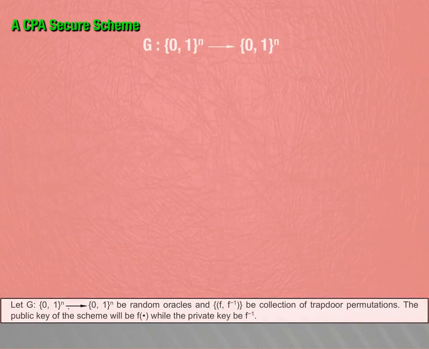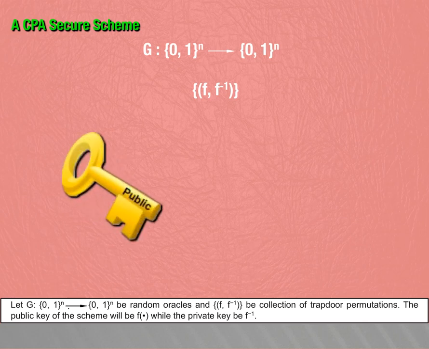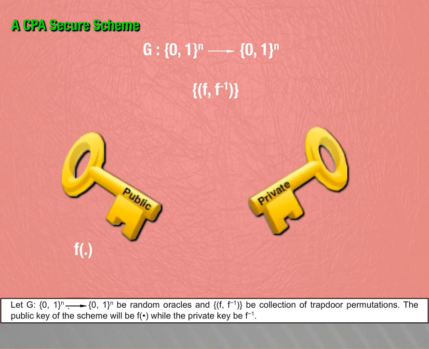A CPA secure scheme. Let G: {0,1}^n to {0,1}^n be a random oracle and let (F, F inverse) be a collection of trapdoor permutations. The public key of the scheme will be F while the private key will be F inverse.